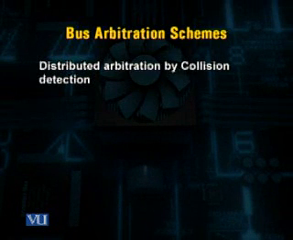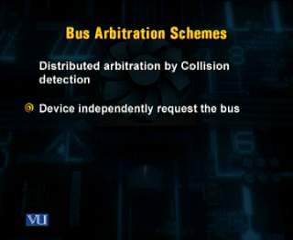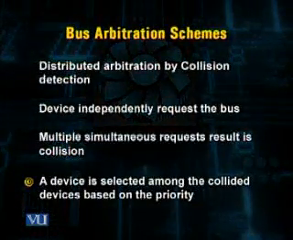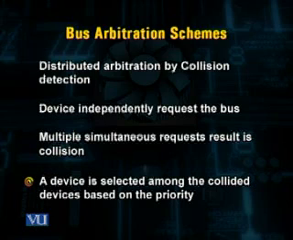The distributed arbitration by collision detection, in this scheme, each device independently requests the bus. Multiple simultaneous requests result in a collision. This means that when more than one device makes a simultaneous request, this is a situation of collision. Here, in the collision state, a device is selected among the collided devices based on the priority. Once a device has been selected, the bus is handed over to the device.